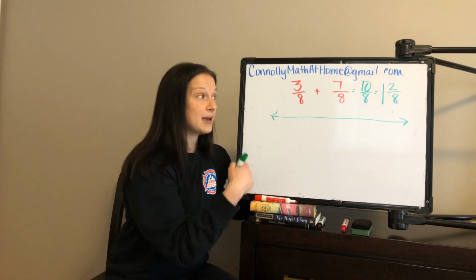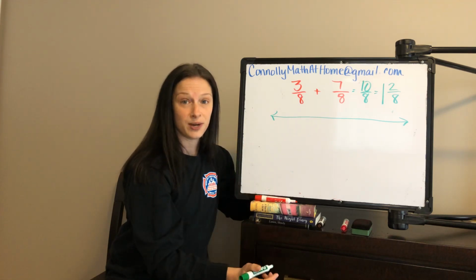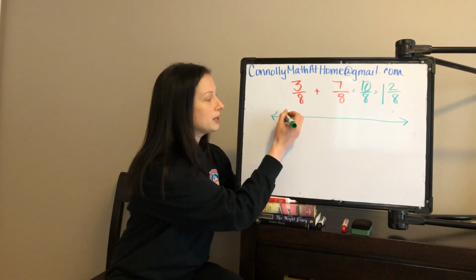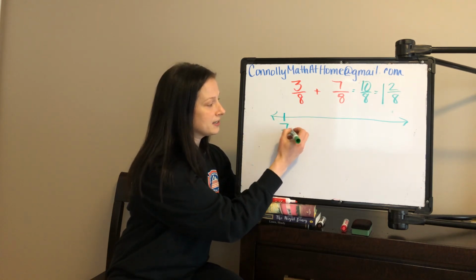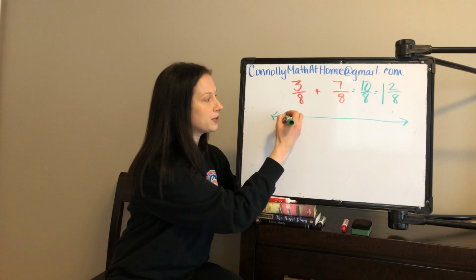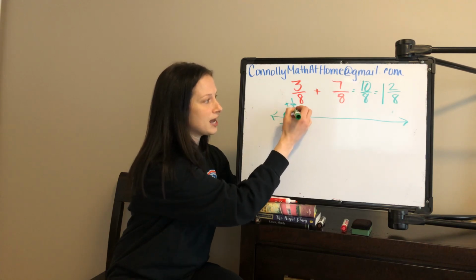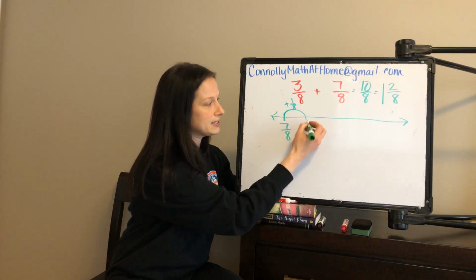Then I'm going to start with 3/8 and show you another way to think about it too. So if I have 7/8, I could add 3/8, labeling my jumps each time. 7/8 plus 1/8 is 8/8.